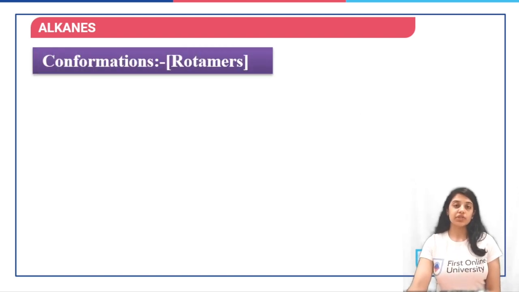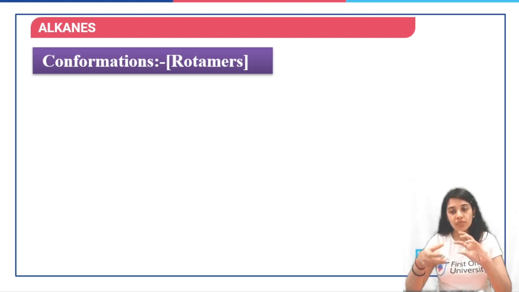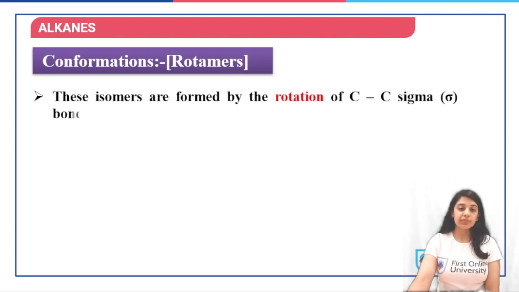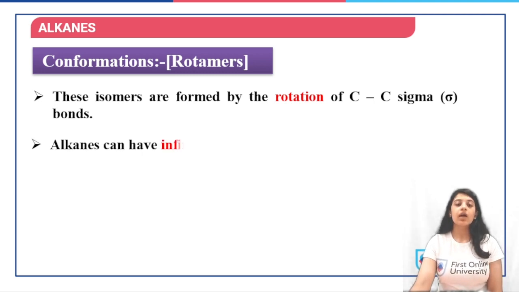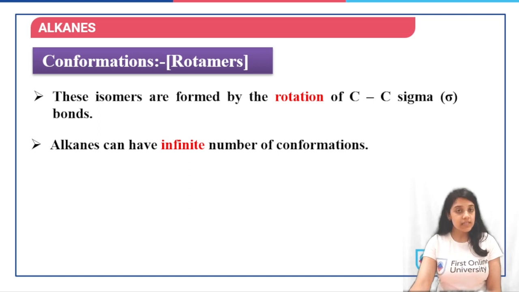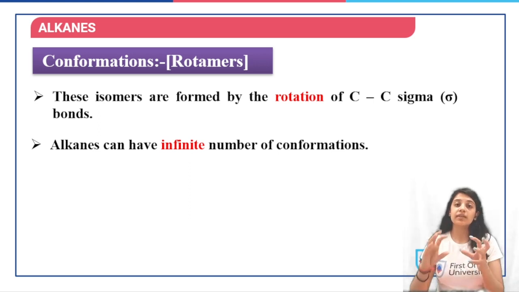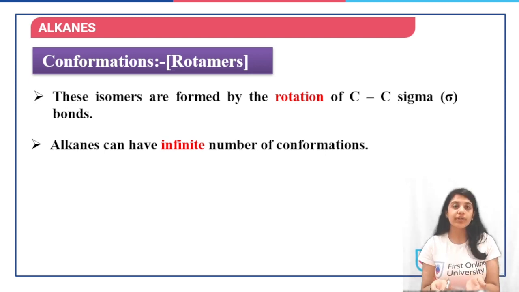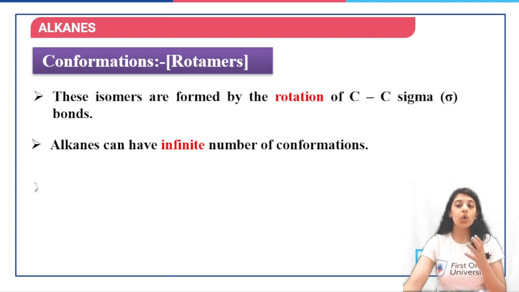When I say conformations, it gives rise to rotamers. Now, what are rotamers? Rotamers are conformers which are capable of having a single rotation about a C-C single bond. So if we talk about conformation, these isomers are formed by the rotation of C-C sigma bonds. Alkanes can have an infinite number of conformations because we can rotate them from 0 degrees up to 180 degrees. So 180 conformations are already there. There can be a lot more.